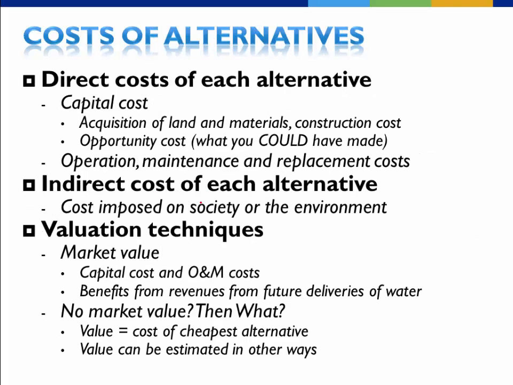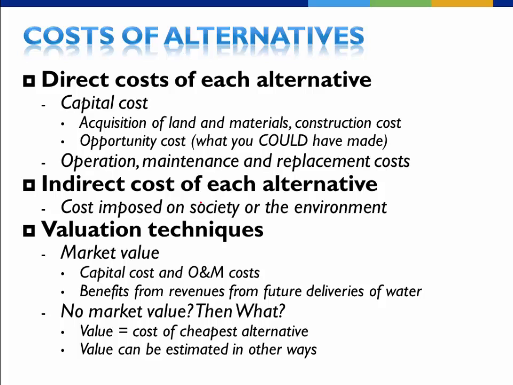So usually, what is the cost of alternatives? You can think about direct cost, and that is straightforward. What is the capital cost? What is the initial year investment? How much do you have to pay initially to get things going? Acquisition of land, materials, construction, opportunity costs, and so on, and the operation and maintenance, and sometimes the replacement cost.